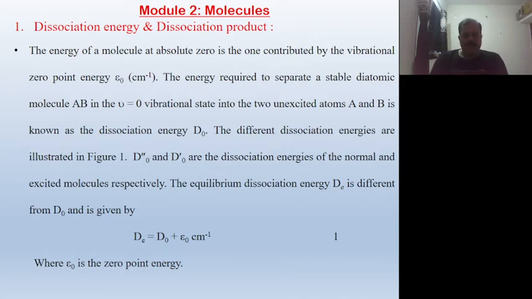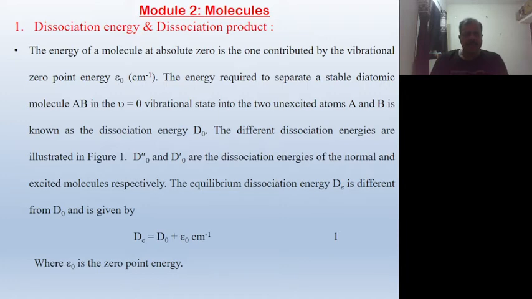The different dissociation energies are illustrated in figure 1. We will show it in the next slide. D0 double prime and D0 prime are the dissociation energies of the normal and excited molecules respectively. D0 is the ground state energy, and D0 double prime is the excited state energy. The equilibrium dissociation energy, indicated by De, is different from D0. D0 means ground state energy.